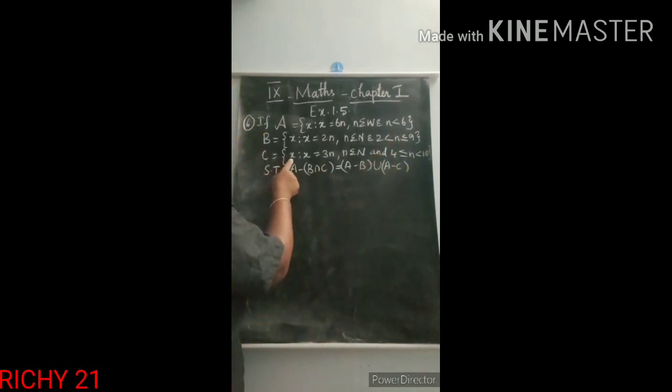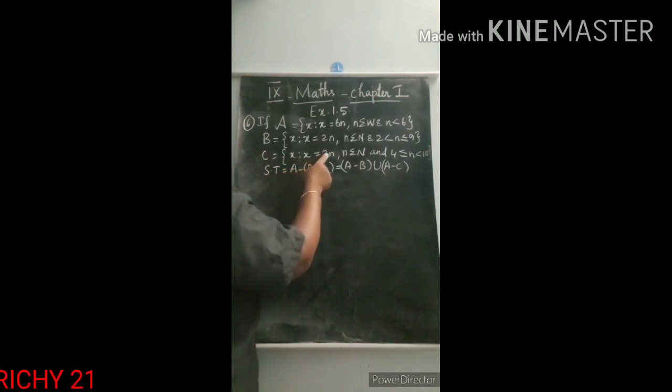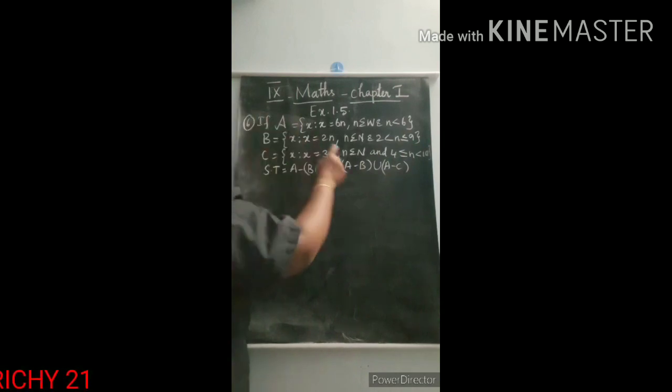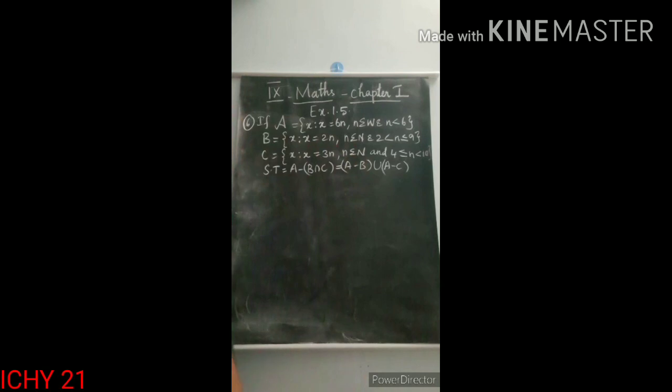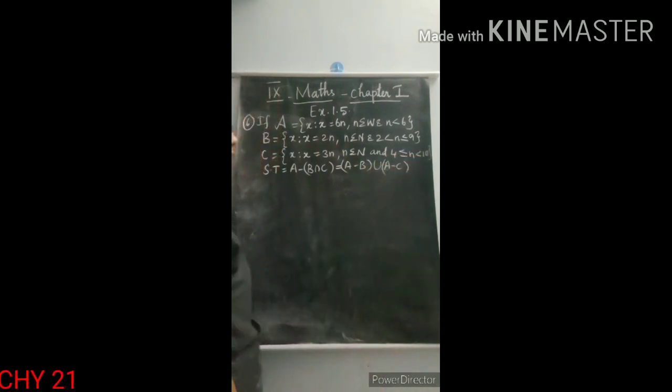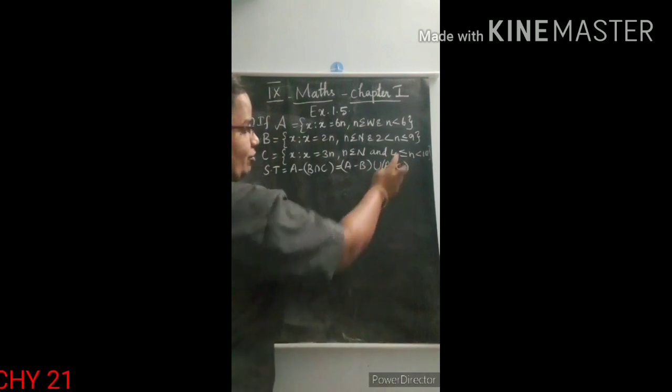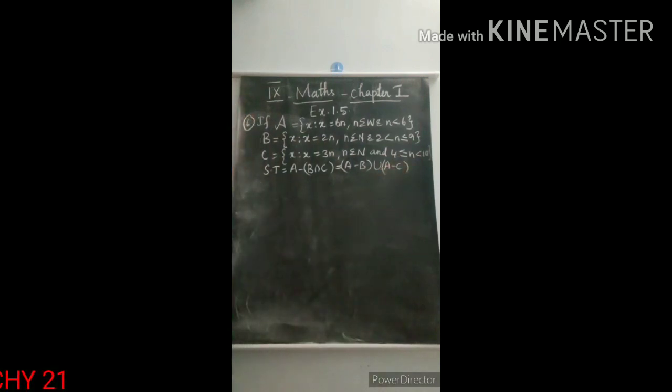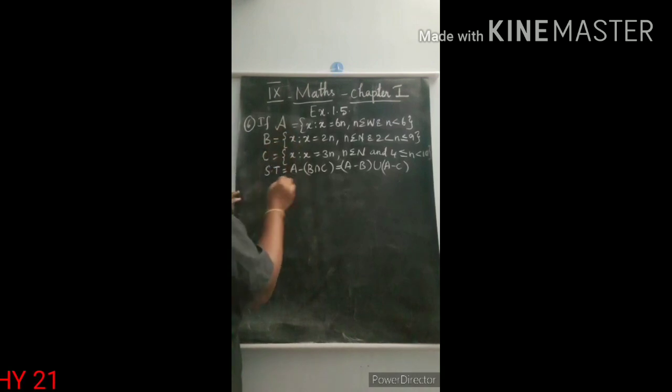And then C is the set of x such that x is equal to 3n, where n belongs to natural numbers, and the second condition is 4 less than or equal to n less than 10. So we have to take 4 to 9. First you have to find out A, B, C in roster form.